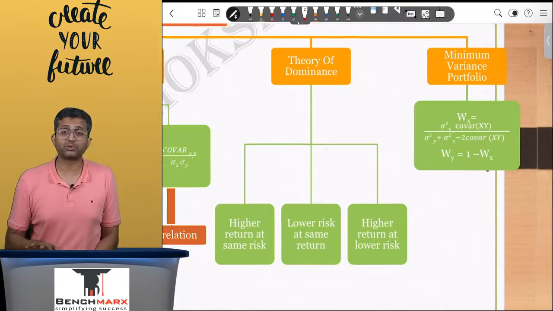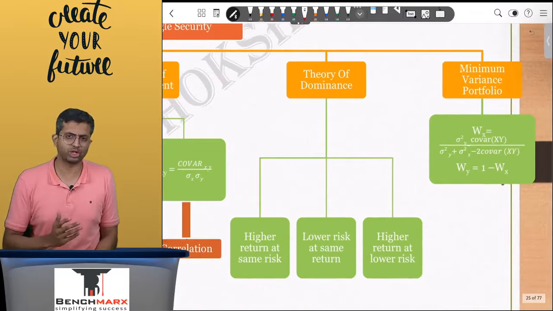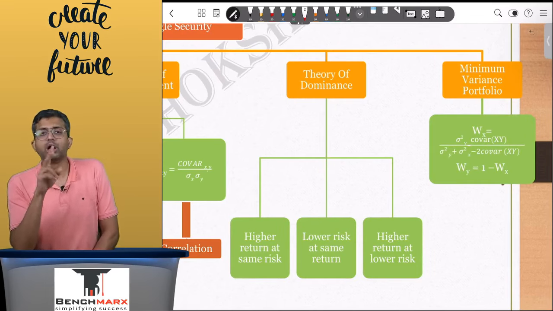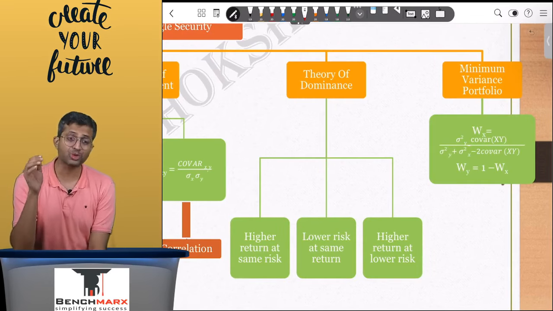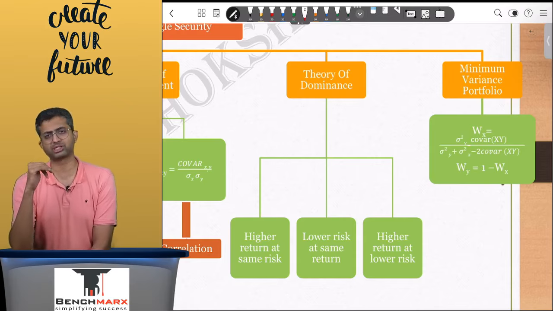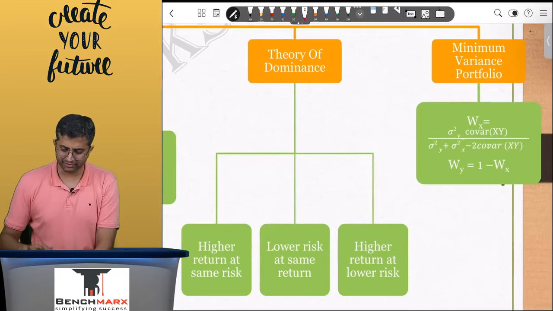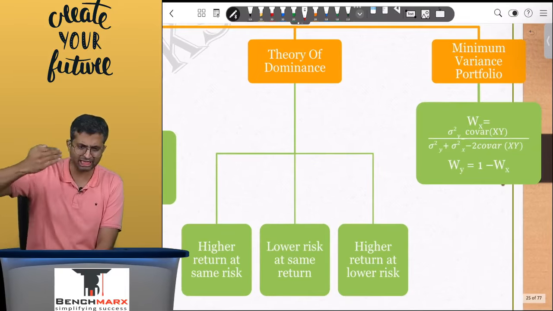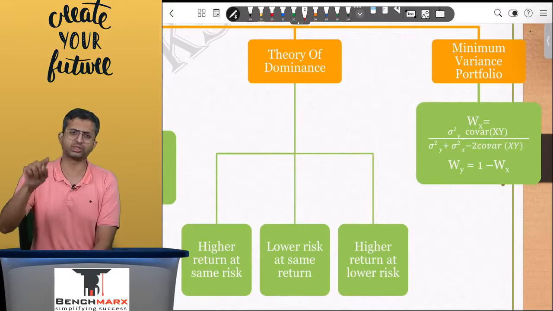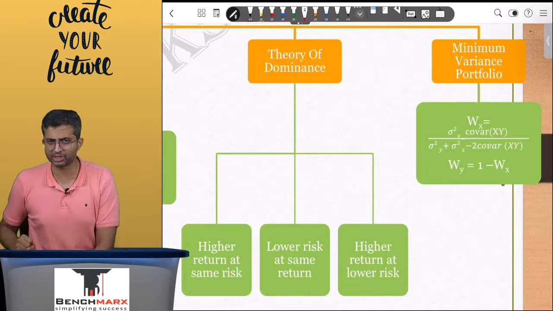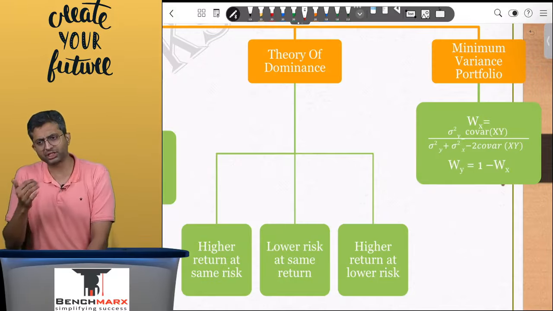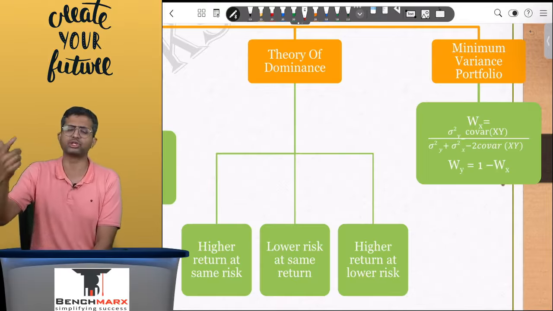Lastly, there is a concept of minimum variance portfolio which can apply for two security portfolios, where you can find the weight that you should have in, let us say, a portfolio of two securities. Let's say we have X and Y. At what weight should you invest in X so that the portfolio variance is a minimum? So this is calculated as weight of X equals variance of Y minus covariance XY upon variance of X plus variance of Y minus 2 times covariance of XY. Just remember, for finding the weight of X, you will have to take the variance of Y, and for finding the weight of Y, you can take the variance of X.